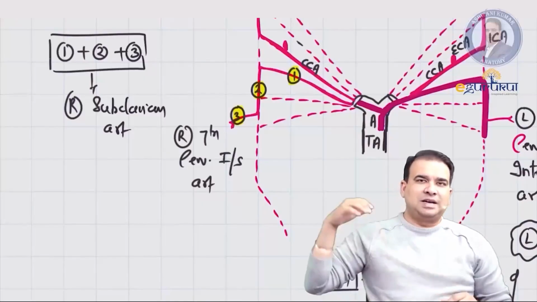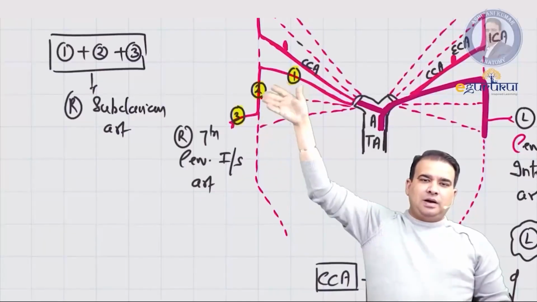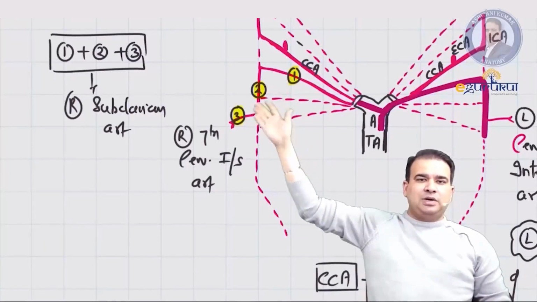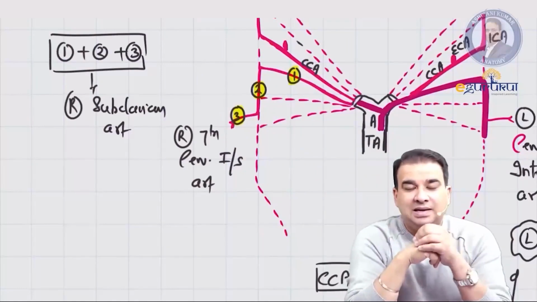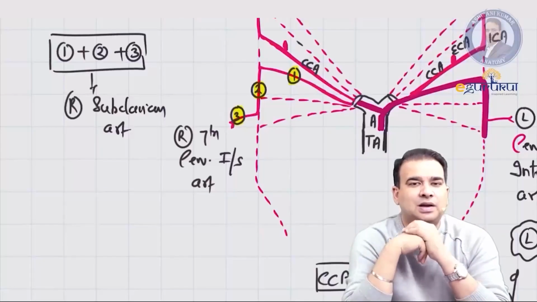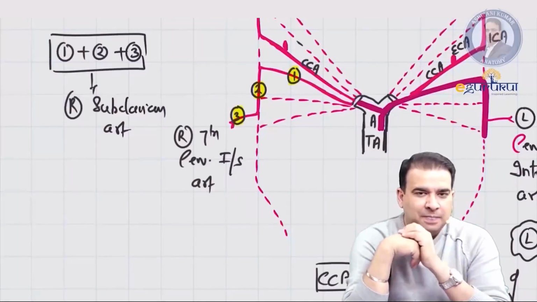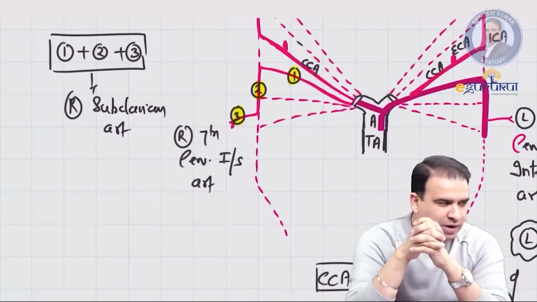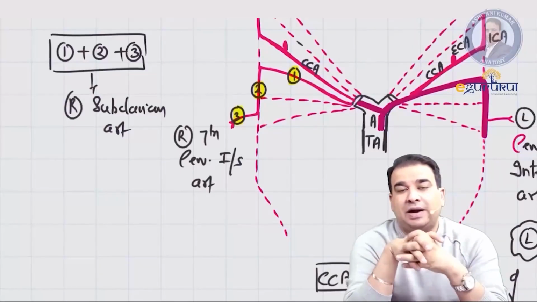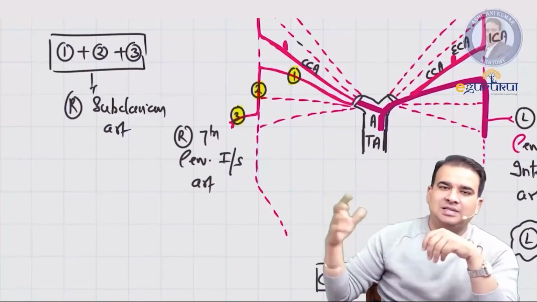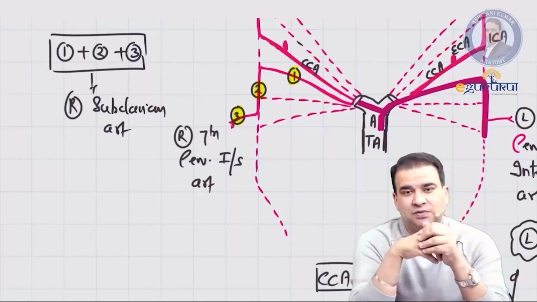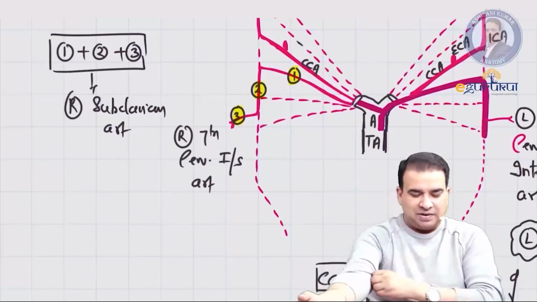If you would just repeat what is 1, 2 and 3 and make sure to write it also. 1 is the right 4th arch artery. Number 2 is what? That is the right dorsal aorta. And number 3 is the right 7th cervical intersegmental artery. So these are the 3 components of the right subclavian artery. It's so much different from the left side. Left side only 1 artery, and right side we have the 3 arteries together which is forming the subclavian.